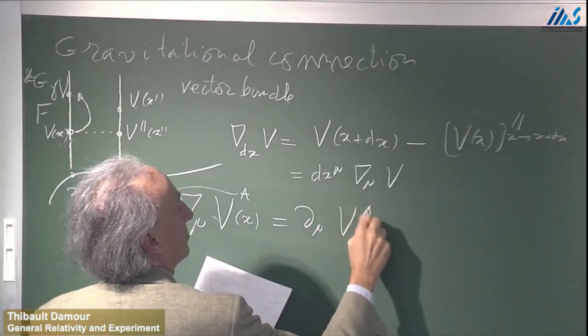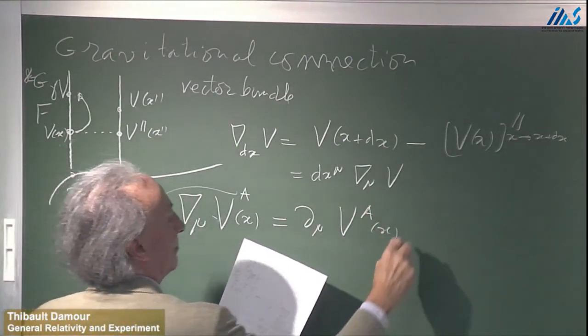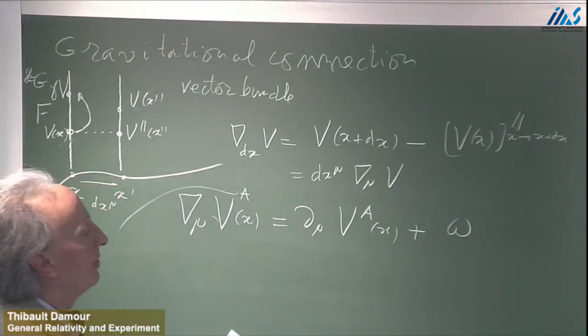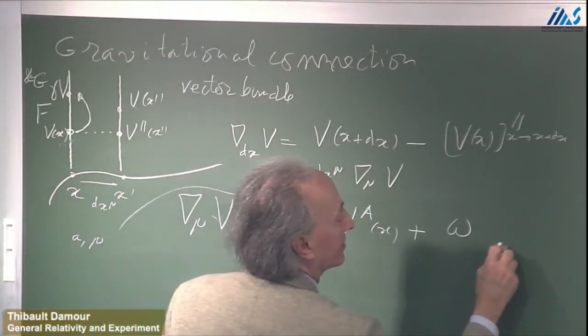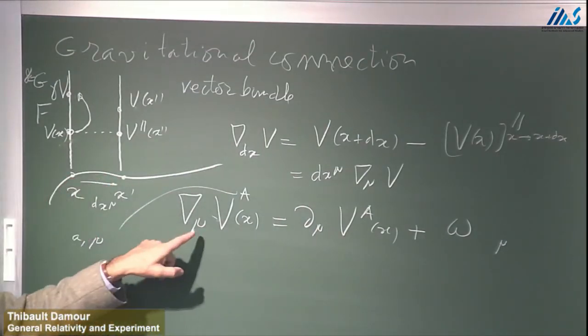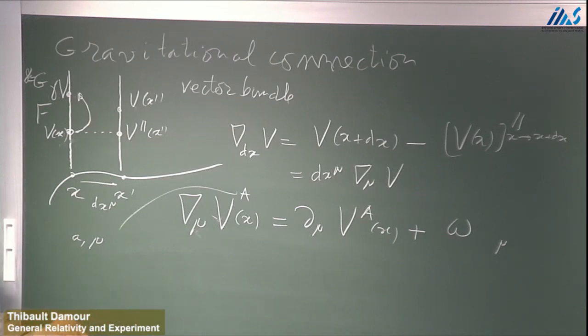And what is called technically the connection is to say that I want to augment the ordinary space-time derivative by an extra term. So what will this extra term be? It will have a mu index because this thing is associated to the infinitesimal direction in which I take the derivative.